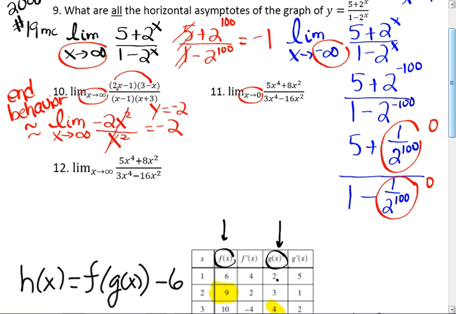It could be undefined. It could be infinity. In this case, it's not. It could be. What if I had the limit as x goes to infinity of x squared over x? Not 0, but you could reduce that. That's equal to just x, and x is going to get really large.